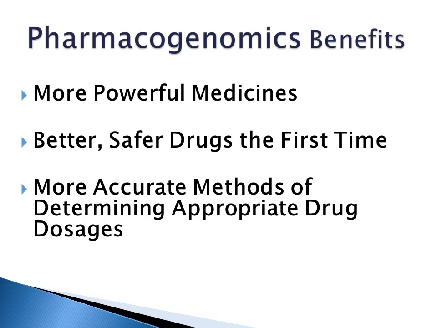So the benefits of pharmacogenomics: you get more powerful medicines. Pharmaceutical companies will be able to create drugs based on the proteins, enzymes, and RNA molecules associated with genes and disease. It will facilitate drug discovery and allow drug makers to produce a therapy more targeted to specific diseases. And this accuracy is going to maximize therapeutic effects and also decrease damage to healthy cells. Also, we'll get better, safer drugs the first time.